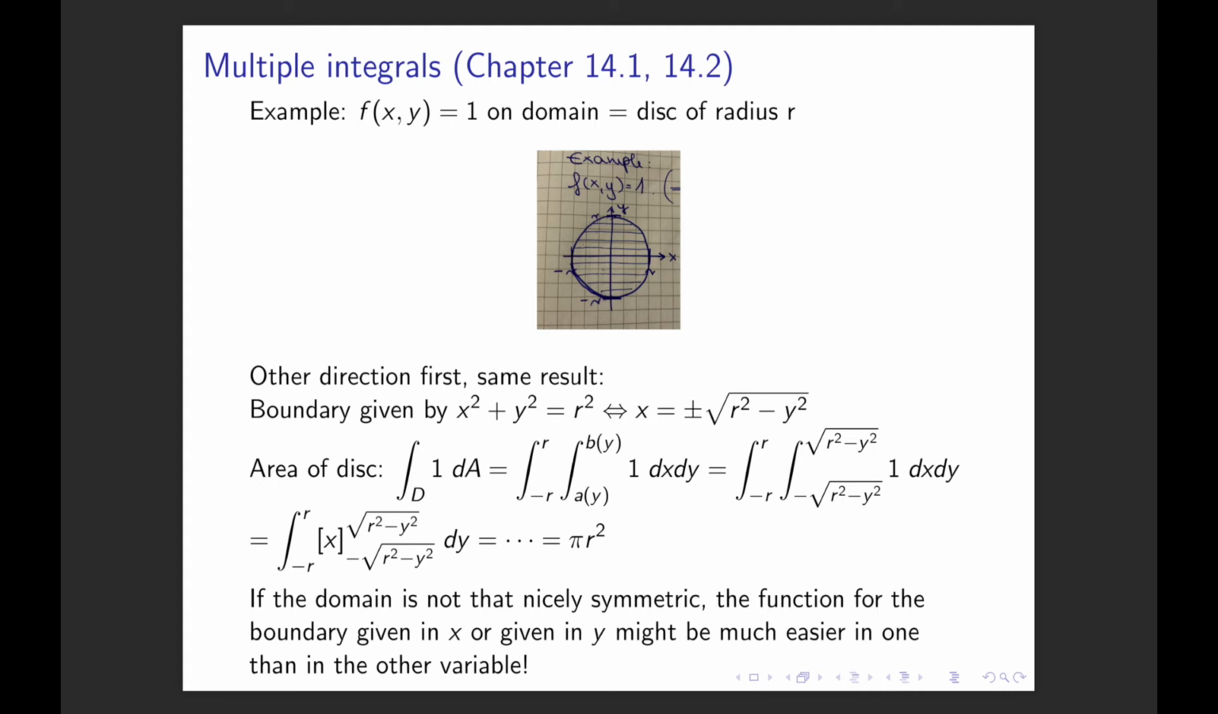It can really make a huge difference also in terms of the function that defines the boundary of your domain, whether you write it as a function y of x or a function x of y. In general, one can be really easy and the other way horrible. One has to be a little bit careful.